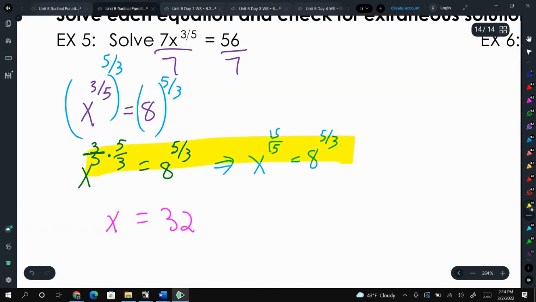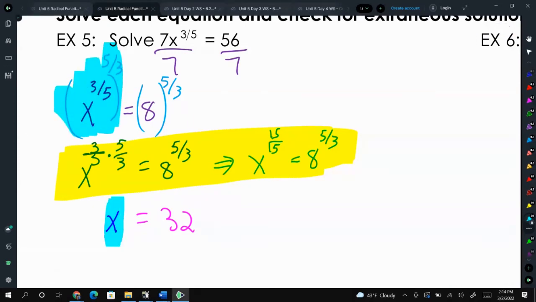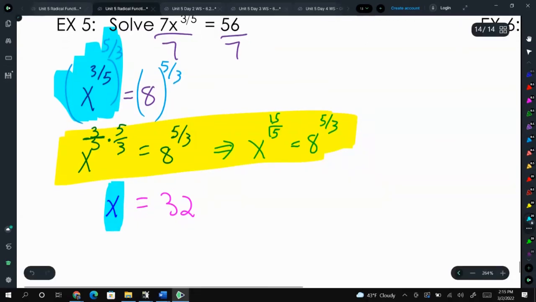So this stuff right here, this middle stuff, is just showing you that we could instead go from this, let me use a different color, go from this to that right away. It makes life a lot easier. Now we can check our answer.